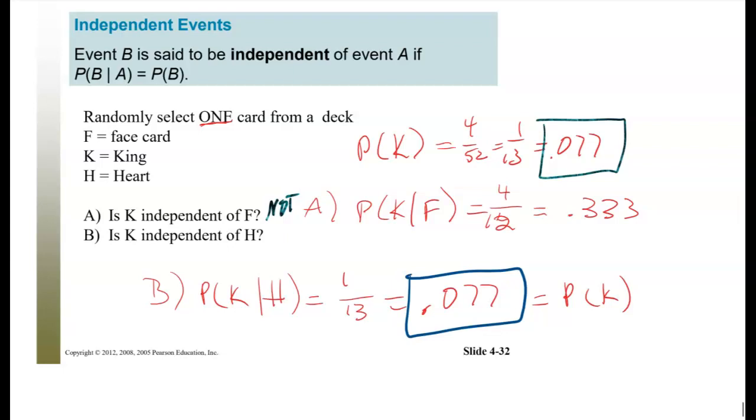So, king is independent of hearts, but it is not independent of a face card. And simply think of it proportionally. If you draw a king from a deck of cards, it's 4 out of 52, which reduces to 1 out of 13. If you limit that deck of cards to just one suit and you draw a king, it's the same probability, right? Proportionally, it's the same because it's 1 out of 13. But if we limit it to face cards, our proportion then changes. So that's why the one is independent and the other is not.